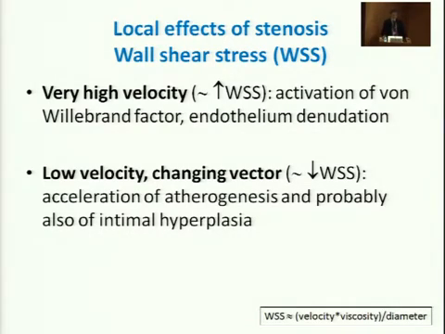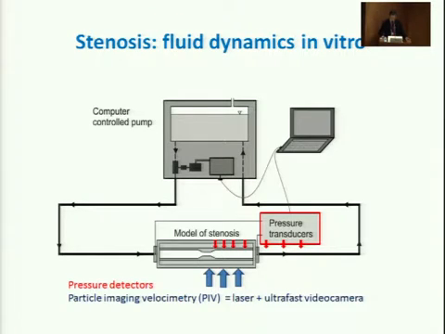On the contrary, in the exit part, there is turbulence, and there are areas of very low velocity associated with low wall shear stress, with changing vector. And we know from atherosclerosis that these are the areas where atherosclerosis develops first. And also probably these are the areas where intimo-medial hyperplasia develops first.